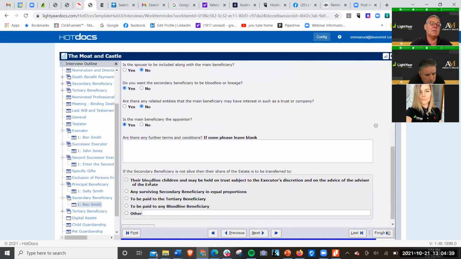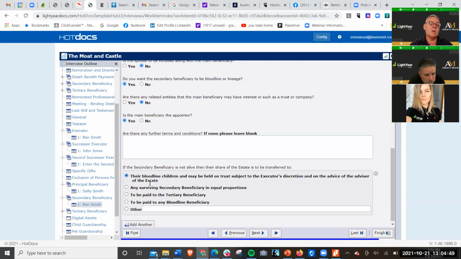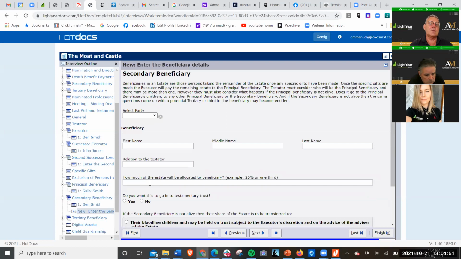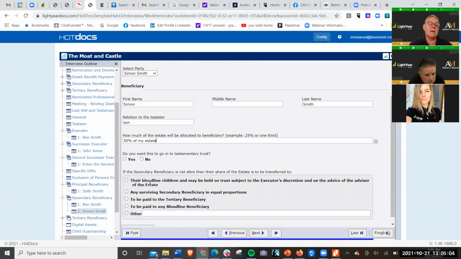Now I have to add another one. If they're not around, then it's going to be held for their bloodline children on trust. So it just means that Sophia and Alice would get a bloodline trust there. Now I've got another one here. This is where it gets a little bit more fun. So we've got Simon here, son, 50% of my estate.